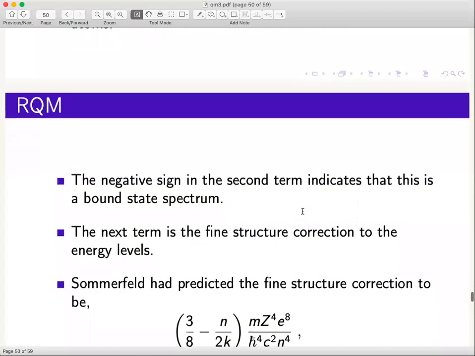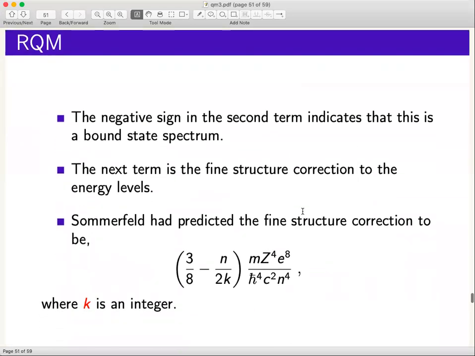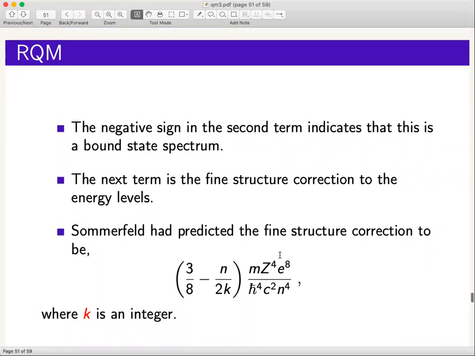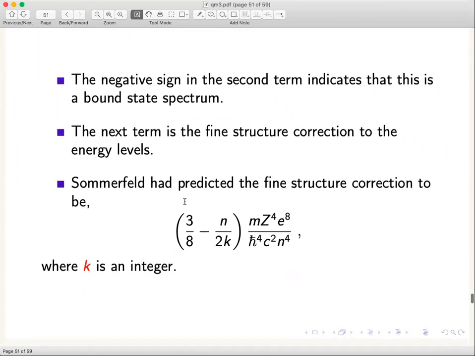Okay. So we are looking at the fine structure piece, and Sommerfeld had predicted that the fine structure correction would be something of this type: 3 by 8 minus n upon 2k times this piece, and k is an integer. That is what Sommerfeld's prediction was, and it is important to look at it, because this is the factor which agrees with the hydrogen atom spectrum. The fine structure correction that was measured experimentally agreed with this formula.